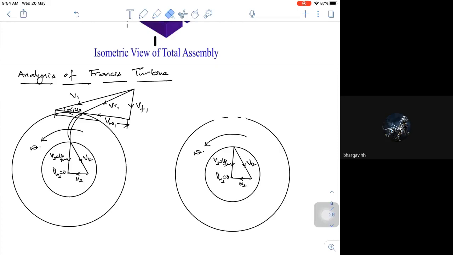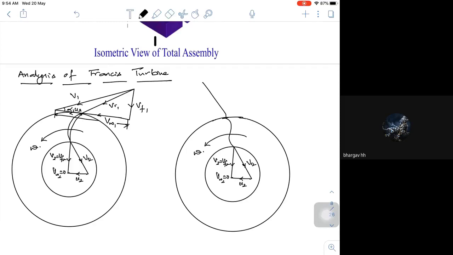I'm looking at another possibility, where this is my tape actually, and I have my blade will be like this. The blade can go like this also. The blade can be twisted like this. In that case, what will happen to my velocity triangle? My velocity triangle will look something like this.